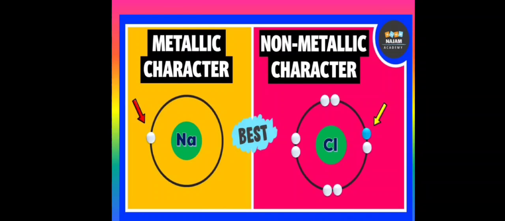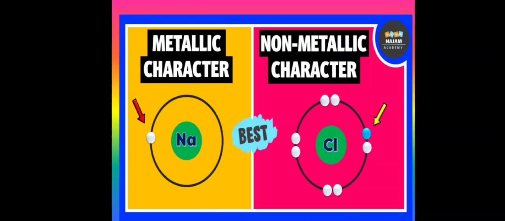Now, we have known that metallic character is determined by lower ionization potential, and I have already discussed the trend of ionization potential along a period and along a group. So it is your home task to determine the trend of metallic character along a period and along a group.